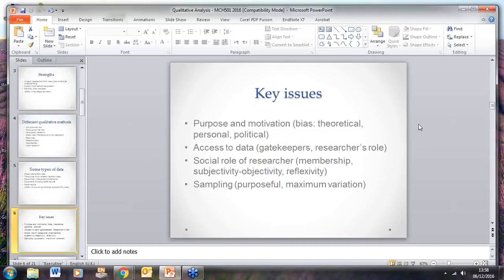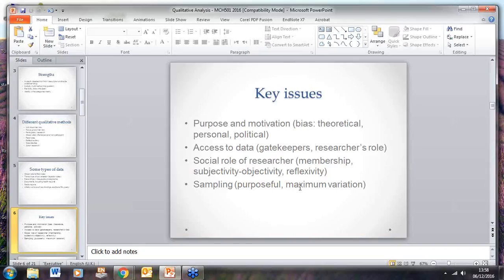Some of the key issues we've got to think about are purpose and motivation and sampling, but we'll have already done all of that. All of those discussions will have already taken place. So where we are as the researcher, when we're analysing it, we've got to be very aware of where we are as the researcher.